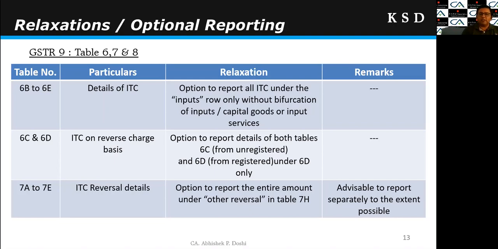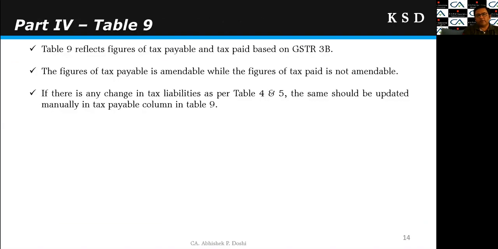Then similar relaxation in 7A to 7E. 7A to 7E are various ITC reversals in which they have given the option that you can report the entire ITC reversal under the 7H other reversal. And if you don't have the bifurcation, you are free to report everything under the 7H. Right? So this is the relaxation about the table 6, 7, and 8.